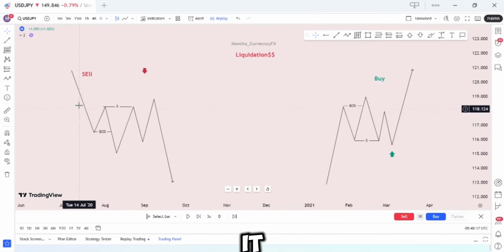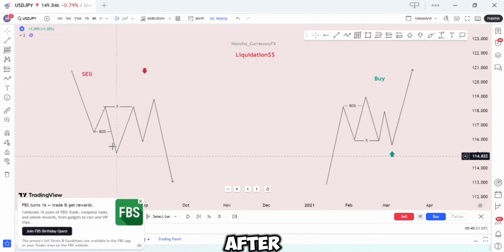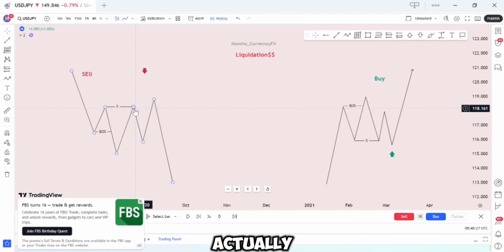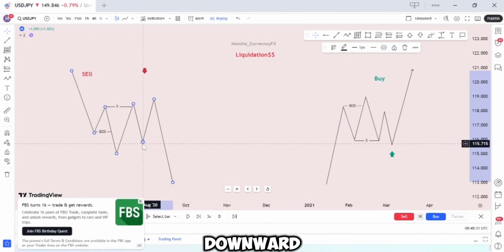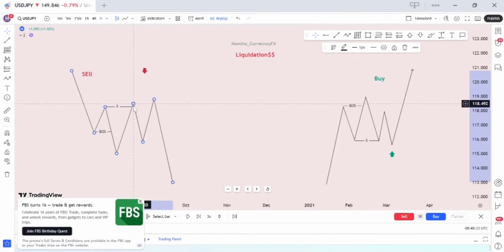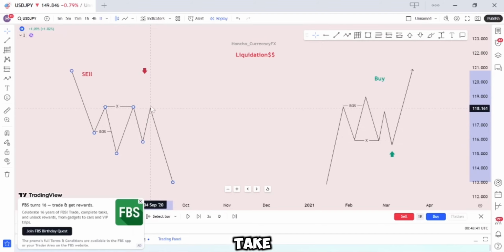Now, how do we spot it? We need to identify a break of structure, and after the break of structure, an equal highs forming. Now, these equal highs might actually be swept before we get this push downward, but in some cases the market forms an equal highs, making it a liquidity trap for the market to trade back to and take out this inducement right here.